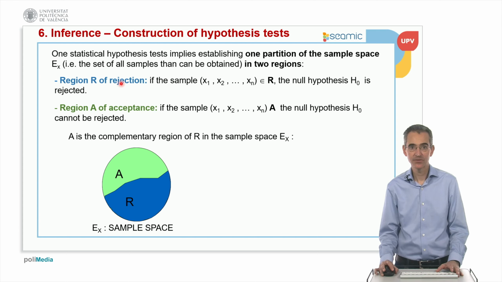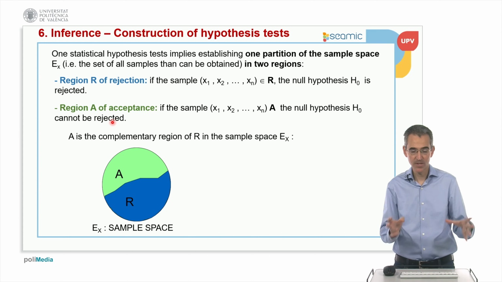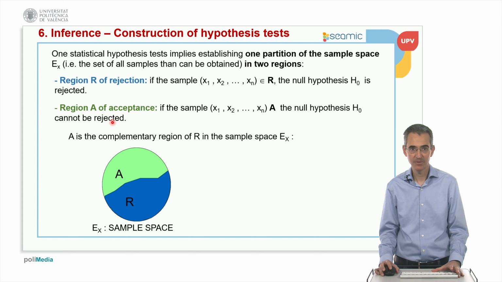Okay, the region of rejection is when the sample belongs to this region, the null hypothesis is rejected. And then the complementary region is when the null hypothesis cannot be rejected. So this means that there are only two possibilities. This is like making this process a standard. So we have the sample, and we have only two possibilities: reject the null hypothesis or do not reject the null hypothesis. There is no intermediate possibility.